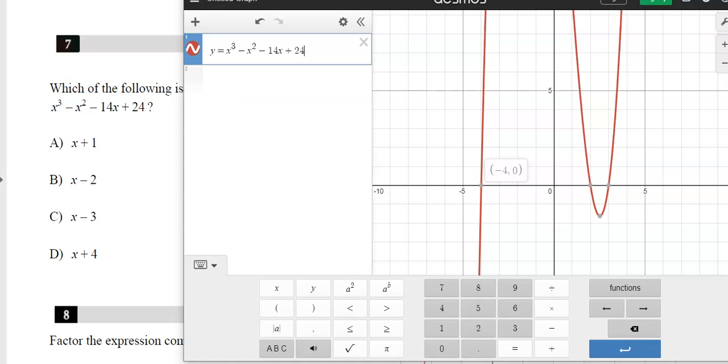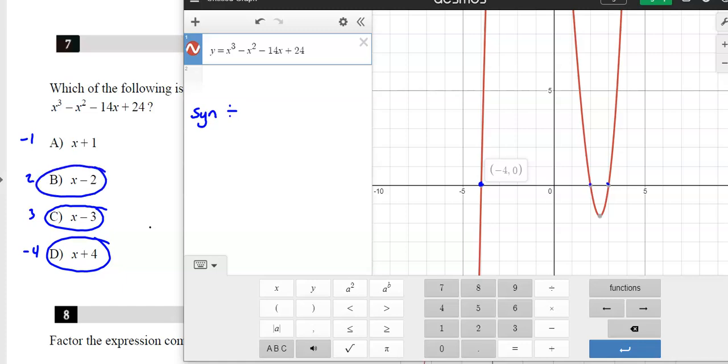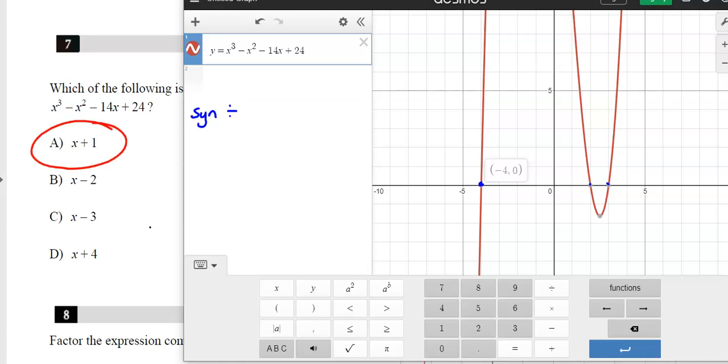So when I'm looking over here, because negative 4 is a 0, then this is good. Because 3 is here, this is good. Because 2 is here, this is good. So those are all factors. What we were wanting to know is who is not a factor. X plus 1 is not a factor because it would cross the graph right there at x equals negative 1, and it doesn't. So the correct answer there is A.